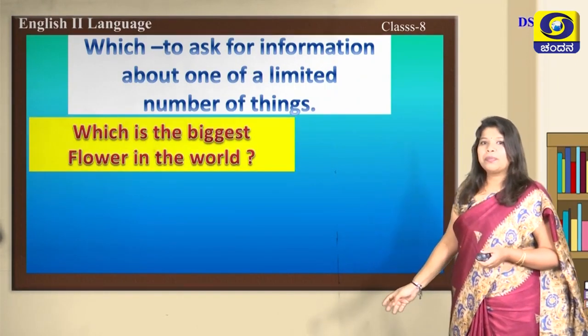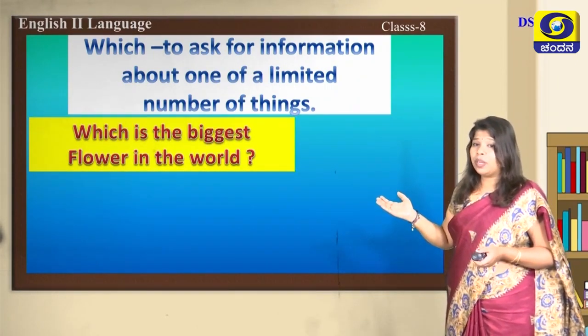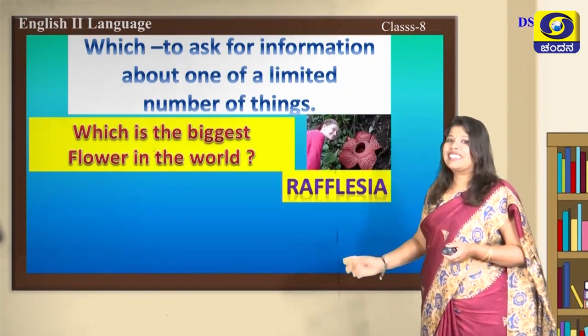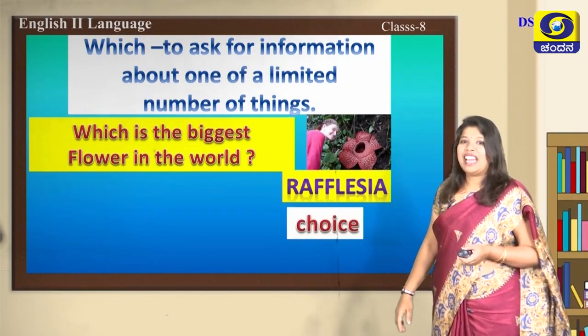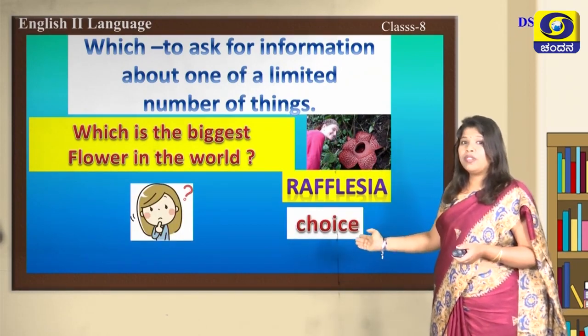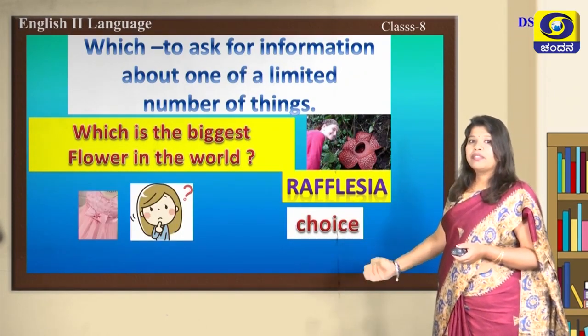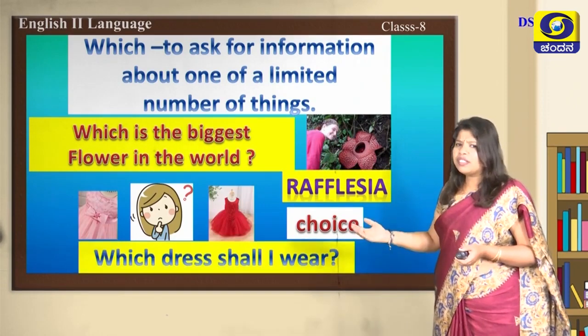Which is used to ask for information about one of a limited number of things. For example, which is the biggest flower in the world? Do you know, children? It is Rafflesia. And we also use which for asking for a choice. For example, which dress shall I wear?